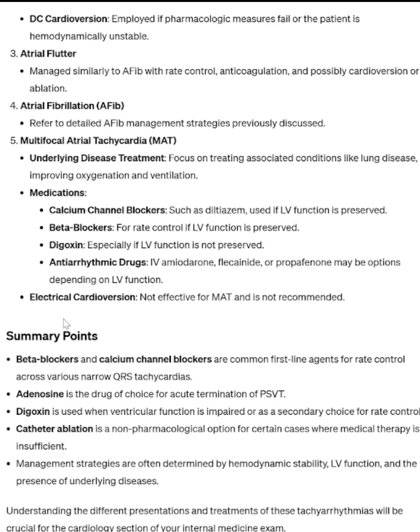Summary points. Beta blockers and calcium channel blockers are common first-line agents for rate control across various narrow QRS tachycardias. Adenosine is the drug of choice for acute termination of PSVT. Digoxin is used when ventricular function is impaired or as a secondary choice for rate control. Catheter ablation is a non-pharmacological option for certain cases where medical therapy is insufficient. Management strategies are often determined by hemodynamic stability, LV function, and the presence of underlying diseases.